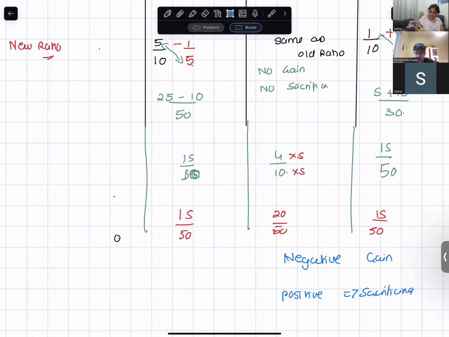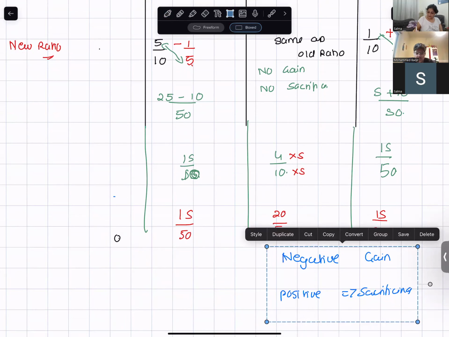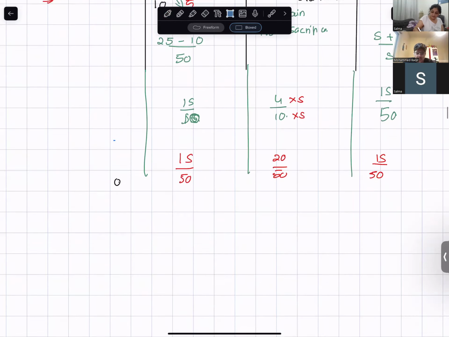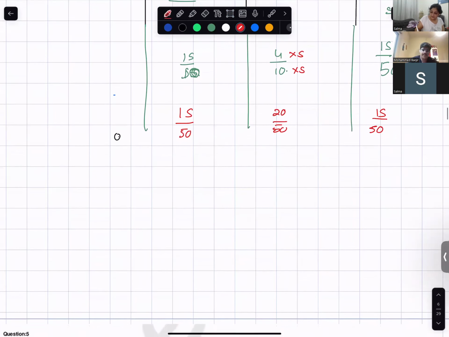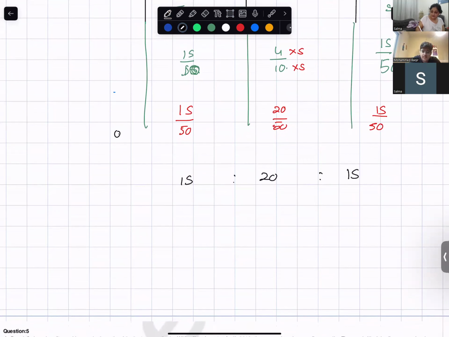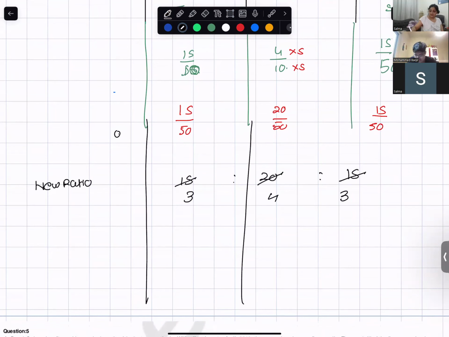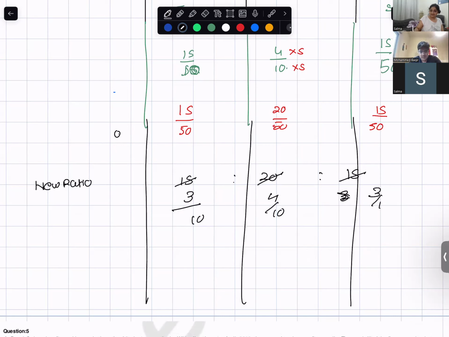So now this will become 15 is to 20 is to 15. 5 threes are 15, 5 fours are 20, 5 threes are 15. So the new ratio is how much? 3 is to 4 is to 3. Now you can calculate: 3 by 10, 4 by 10, and 3 by 10.